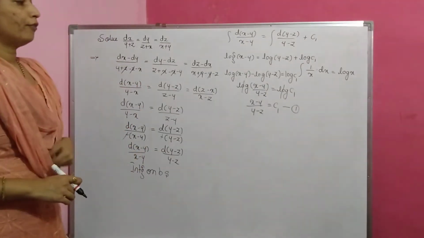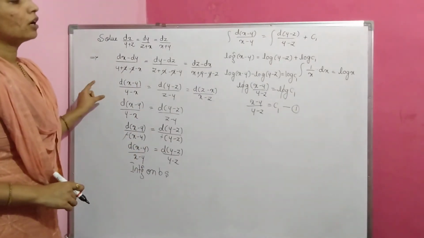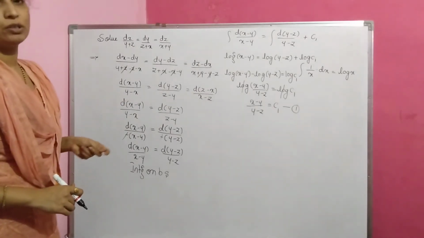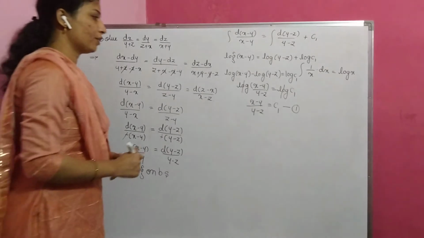We get one more solution. Then combining equation 1 and equation 2 gives the complete solution for the given simultaneous differential equation.